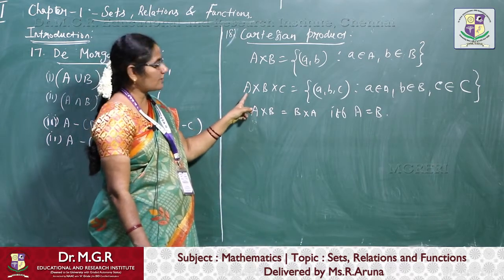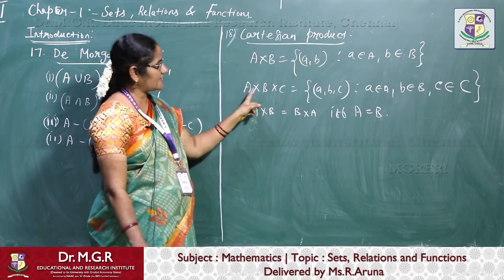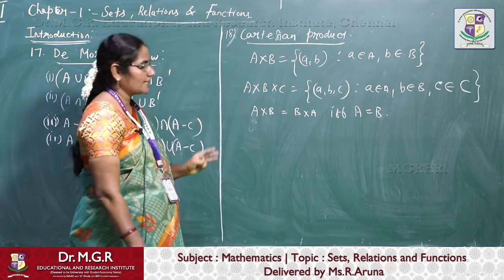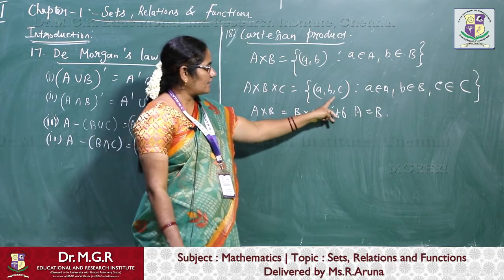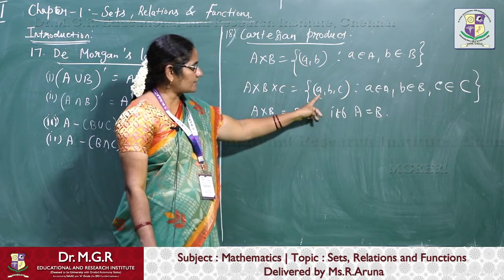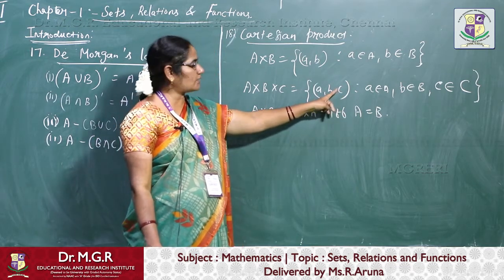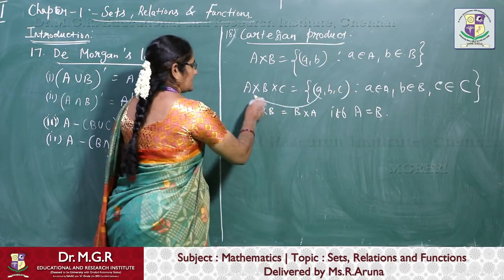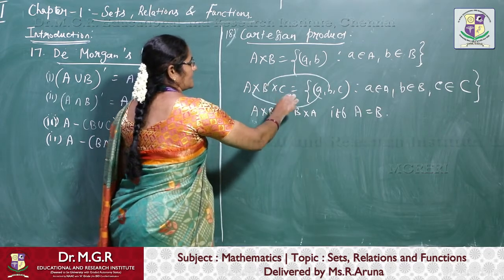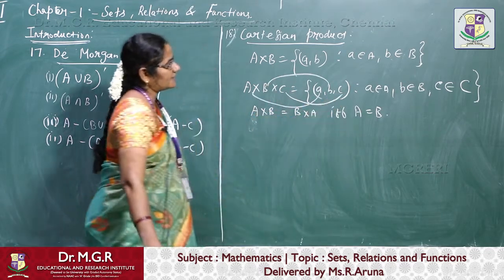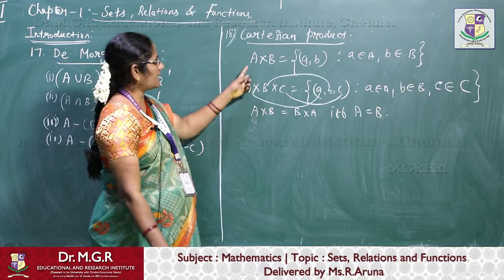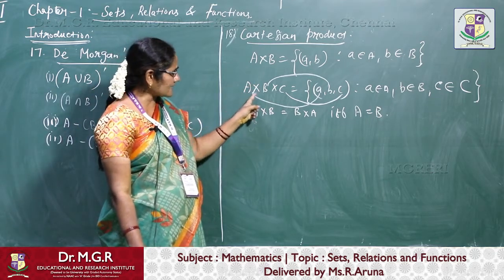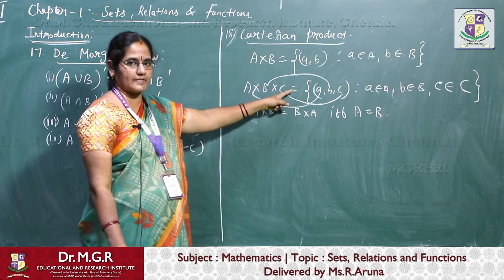Similarly for 3 sets, A cross B cross C. Here we are taking 3 sets, so our definition comes from a triplet. The triplet, as usual, the first element is taken from the first set, second element is taken from the second set, third element is taken from the third set. So these are all the Cartesian product. Like this we can extend this result to n number of sets.